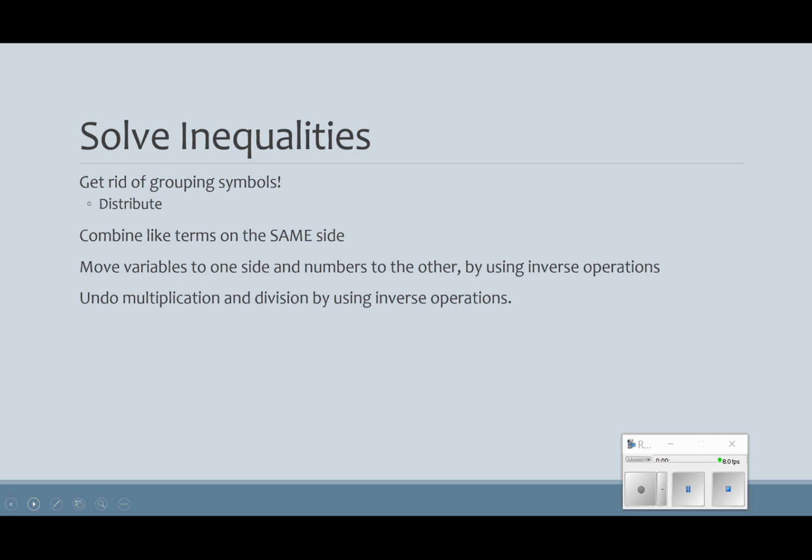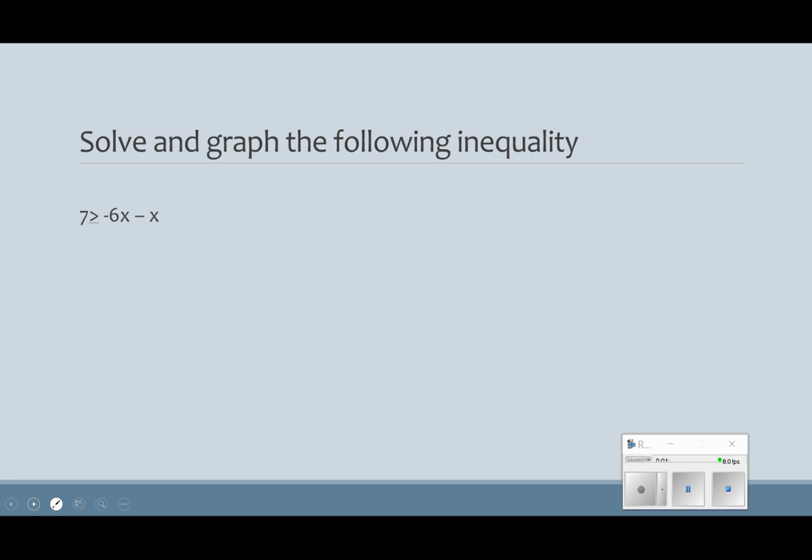So how do I solve inequalities? The first thing that I do is I get rid of any grouping symbols that I might have by distributing. If I have like terms, things that I can combine on the same side, I go ahead and combine them. And then I move the variables to one side and numbers to the other by using inverse operations. So I'm either going to add or subtract. And then I undo multiplication and division using the inverse. So again, these are just exactly like solving an equation, except that when you multiply or divide by a negative, you got to flip the order symbol.